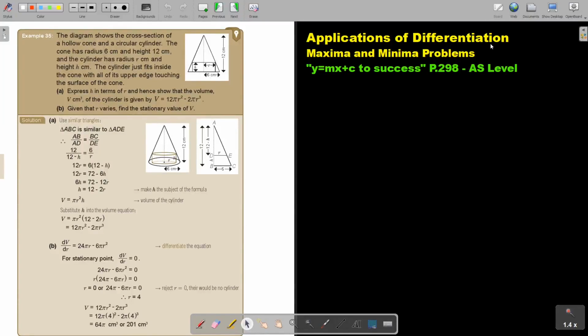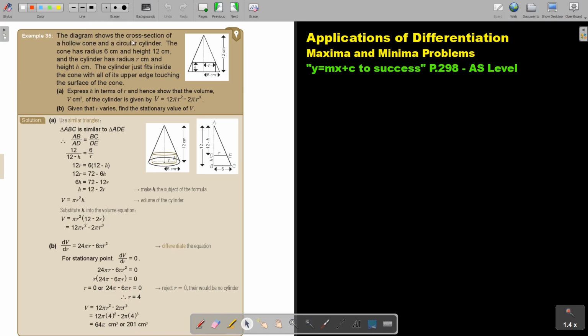Applications of differentiation. In this video, we are going to continue with maxima and minima problems. You will find this on page 298 in the Namibian AS-Level Mathematics textbook, y equals mx+c to success. Let's look at another example.